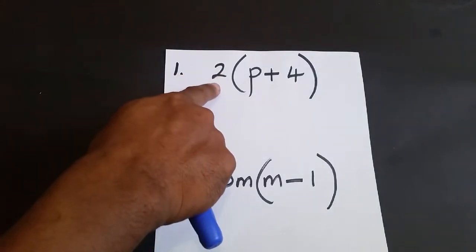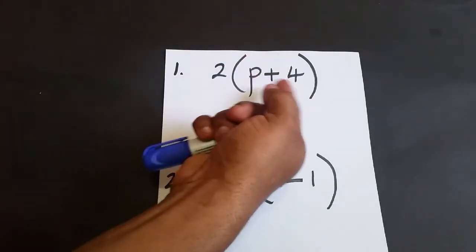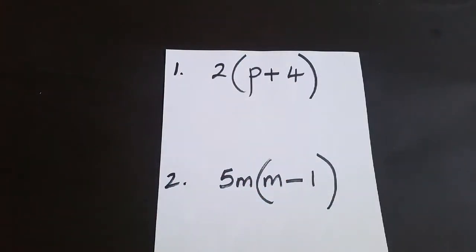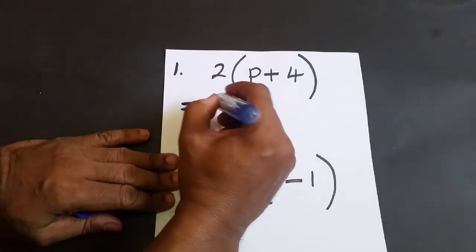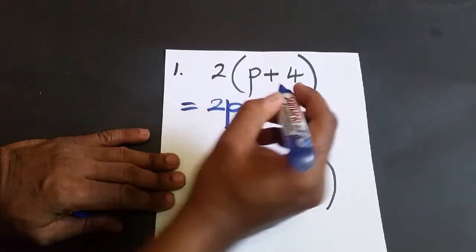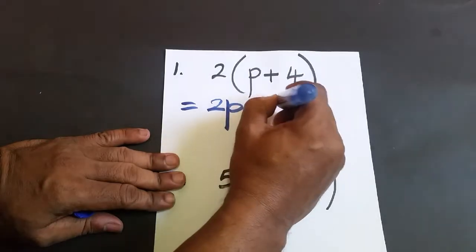So we have positive 2 here. In bracket we have positive p and positive 4. And again, every single thing inside the bracket will be multiplied by the 2 outside, or the positive 2. So we're going to have positive 2 times positive p, that gives me positive 2p. And positive 2 times positive 4, that's going to give me positive 8.